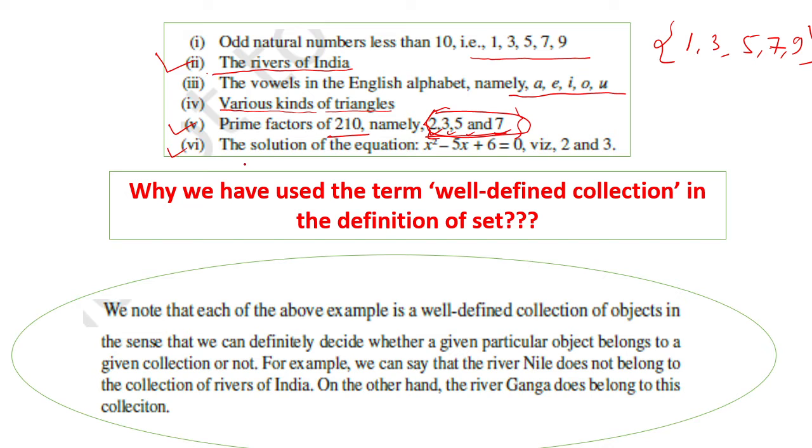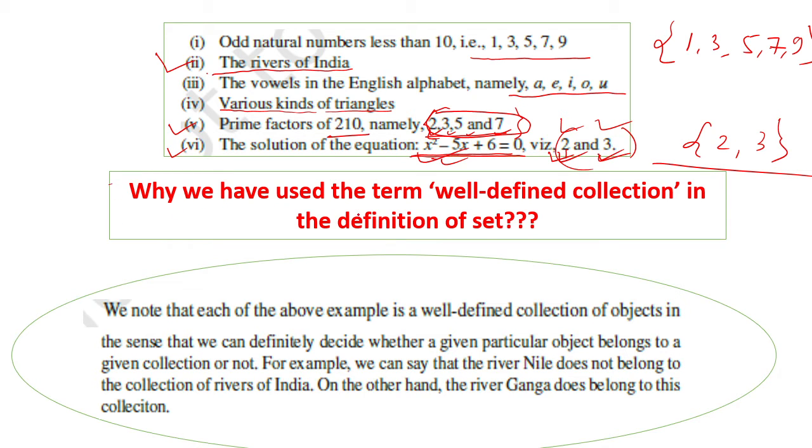Sixth, the solution of an equation. If I ask you to solve this equation, you will get the zeros, that means the roots, 2 and 3. If anyone else solves it, he or she will also get the answer 2 or 3. The solution is fixed. So if I ask you to collect the solutions of this equation, the set will look like {2, 3}. So this is fixed.